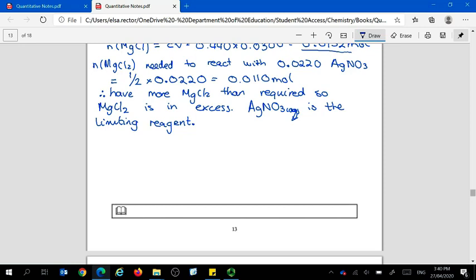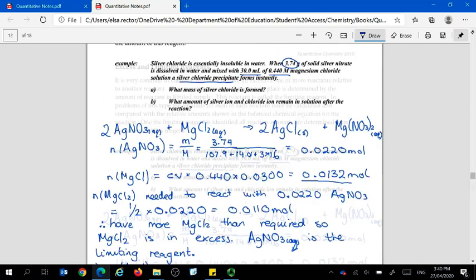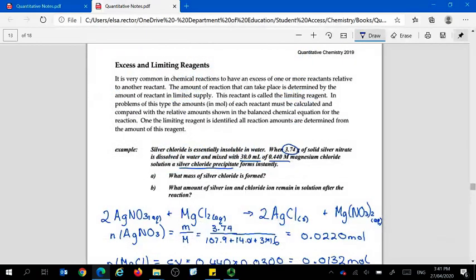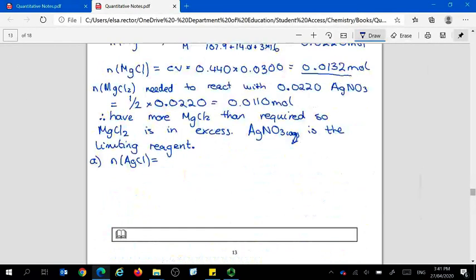To find the mass of silver chloride, I of course need to first find the number of moles of silver chloride. So the number of moles of silver chloride, we find that out by looking at the equation. So silver nitrate to silver chloride is a 1-to-1 ratio. So that means the number of moles of silver chloride is going to be the same as the number of moles of silver nitrate, which is, of course, 0.0220.